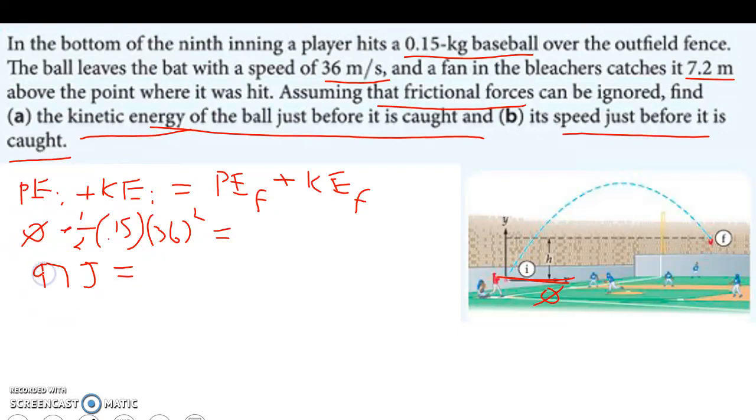Now, since there's no non-conservative forces, we should end with 97 joules of energy. This energy is going to be split up between potential energy from height and kinetic energy from the ball still moving. So we're going to figure out what that is.